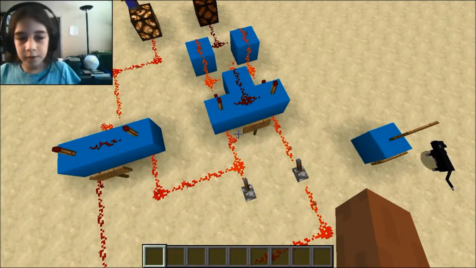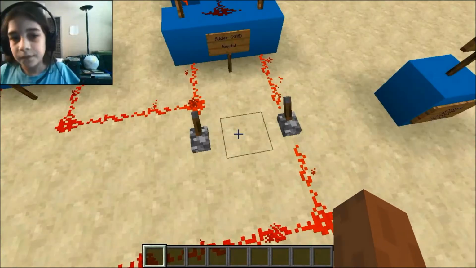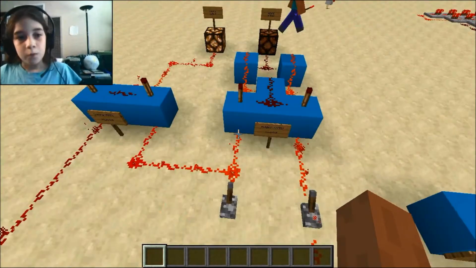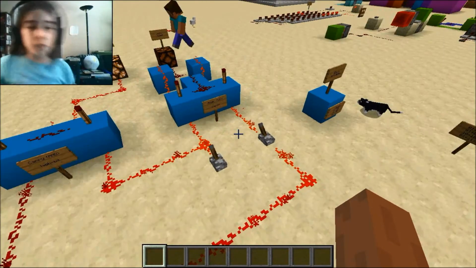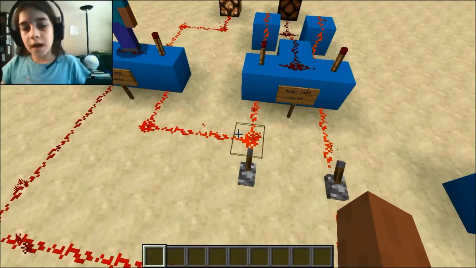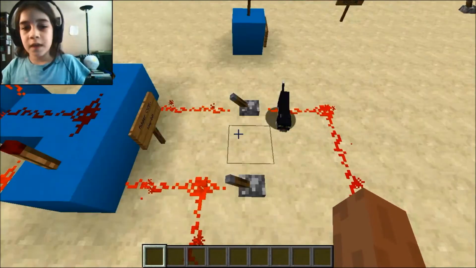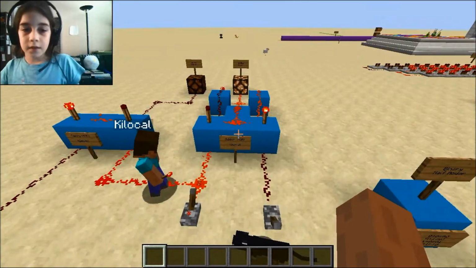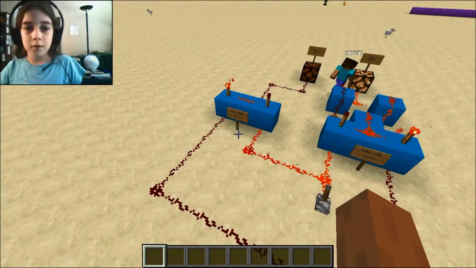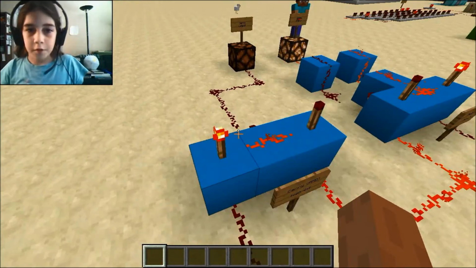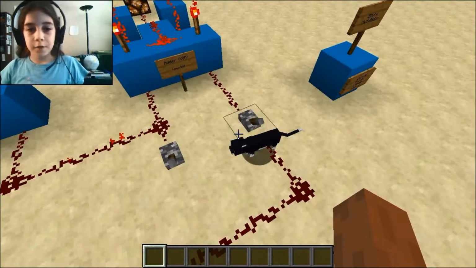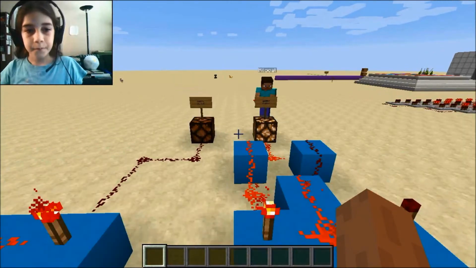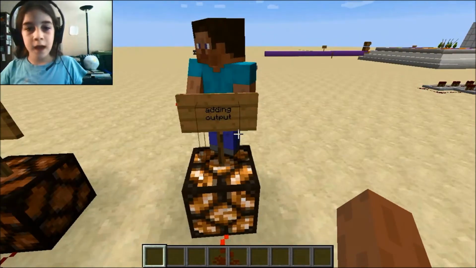Now how I made it go like this is that we combined an XOR, which is like the adder, with an AND. The AND detects if both of them are on, and it does the carry, and the XOR makes it turn off. If it's like this, then the XOR makes it turn on. Both of them aren't on, so it doesn't go through the AND. And it's the same like that with the other one. So there's the carry output and there's the adding output.